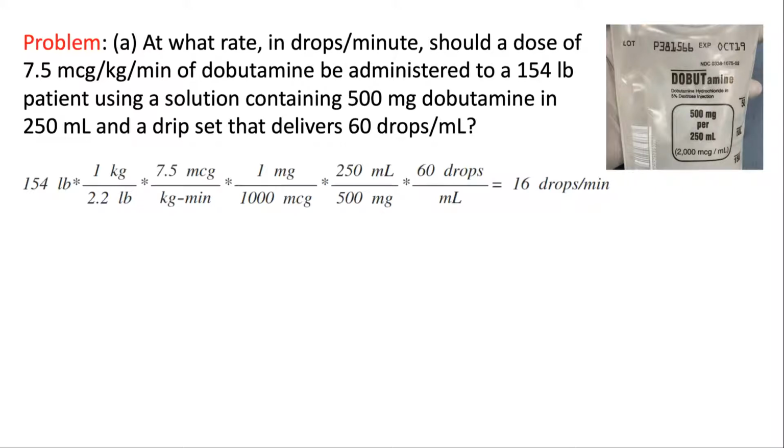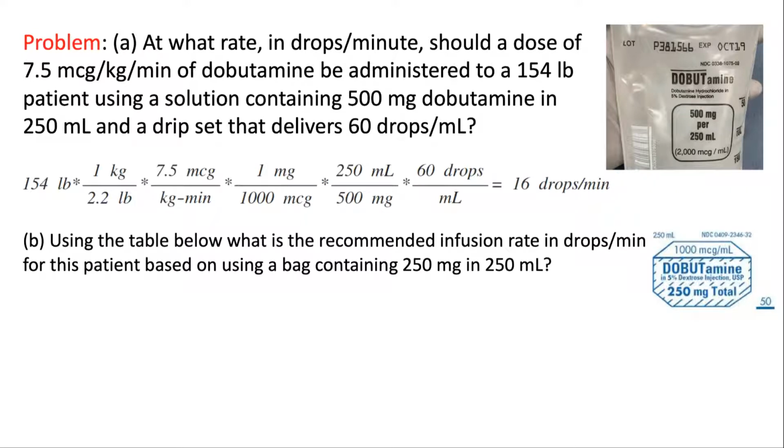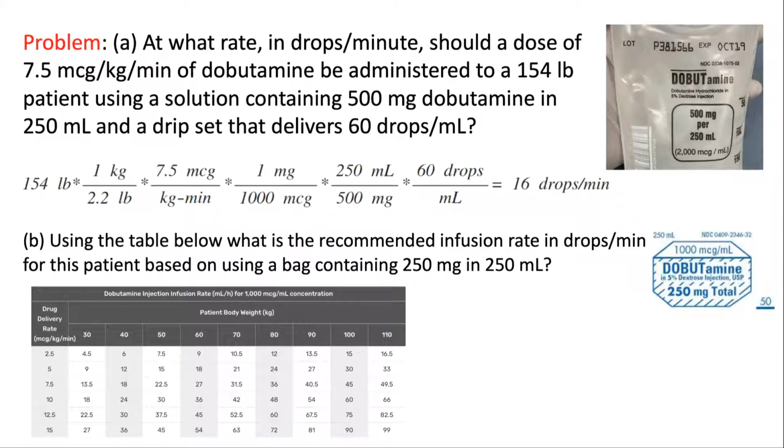All right. The reason I emphasize that is part 2, or letter B of this question, essentially wants us to dose it slightly differently. That is, we're going to use this table I'm going to show you here in a minute to come up with a recommended infusion rate in drops per minute for this patient using a different bag. So instead of our 500 milligram per 250 ml, we are going to use essentially a 250 milligram per 250 milliliter bag. So a different bag. And really, the whole point of this letter B goes to show you that there's drug information in the package insert or online.